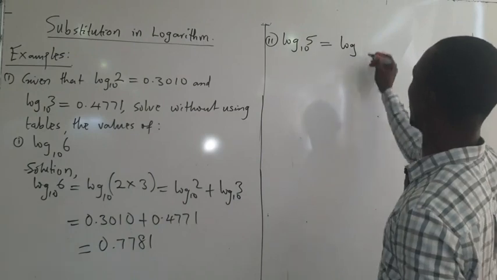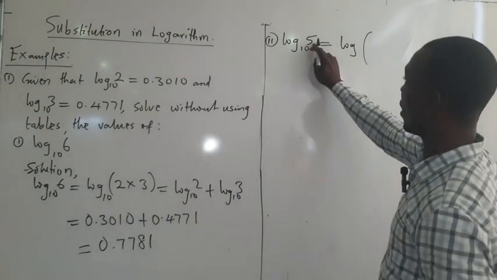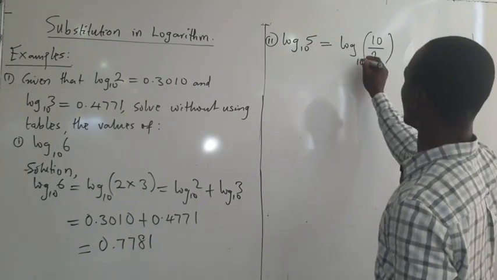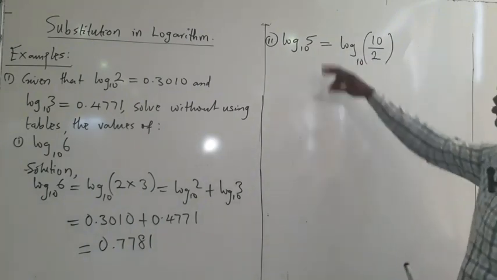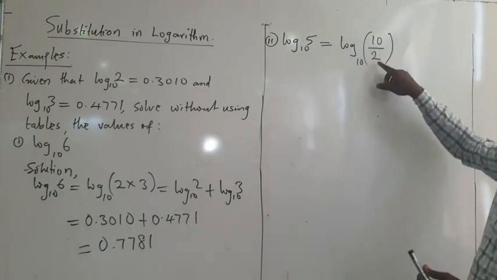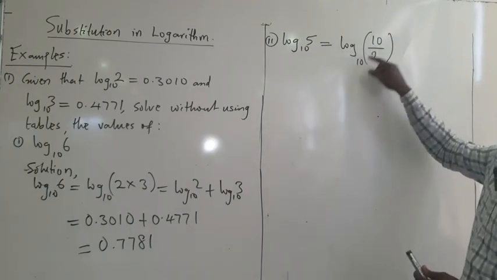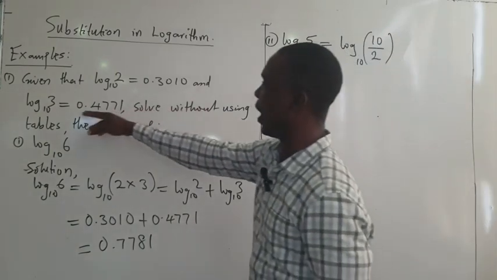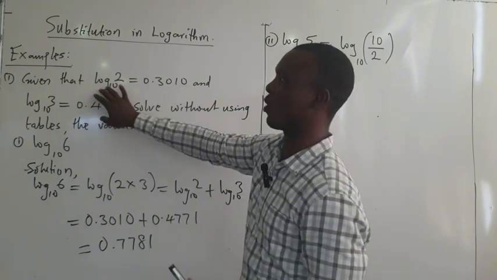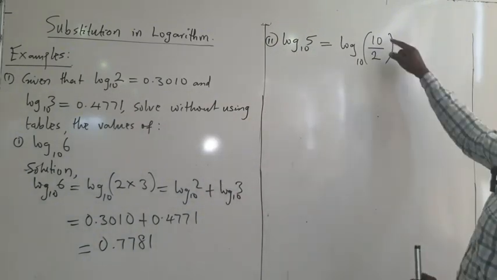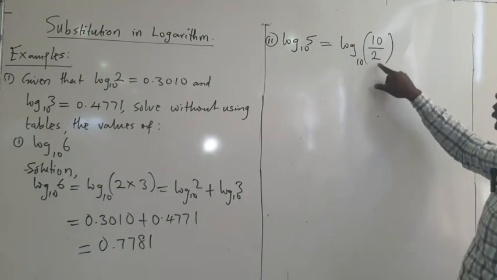To have 5, it will be 10 all over 2, base 10. So log 5 base 10 has transformed to log 10 over 2 base 10. 10 over 2 is the same thing as 5. We are not given log 5 base 10, but we must work towards what we are given. So we have log 10 over 2 base 10.